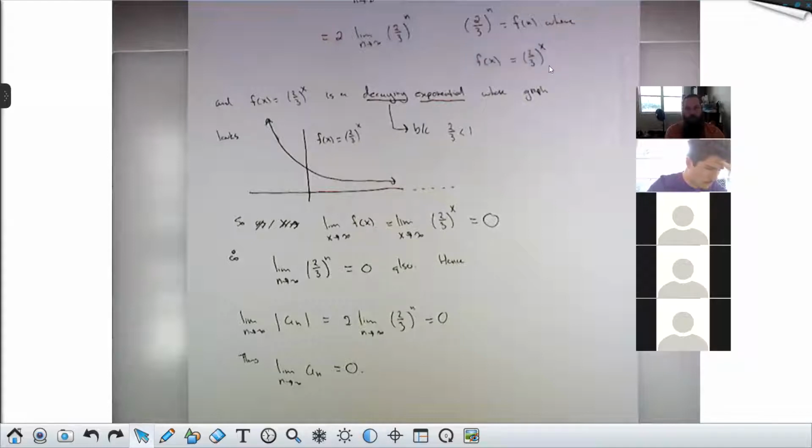You learn way back in algebra land that if you have an exponential where the base is smaller than 1, that's a decaying exponential whose graph looks like this. So the logic here is to figure out this limit, I relate it to this function. This function, I know its graph. From its graph, I get its limit. And by our theorem, its limit has to be the same as the limit I'm looking for. Is that chain of reasoning coming through?